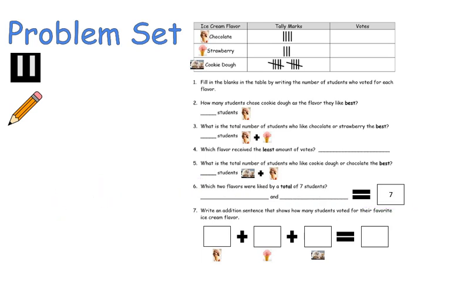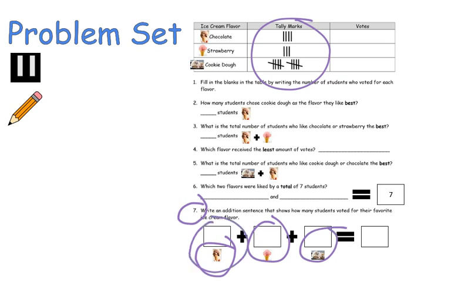Okay. Last, number 7. Write an addition sentence that shows how many students voted for their favorite ice cream flavor. So you're going to take each ice cream flavor and you're going to fill it in here and find the total amount. Okay, now you may press pause.